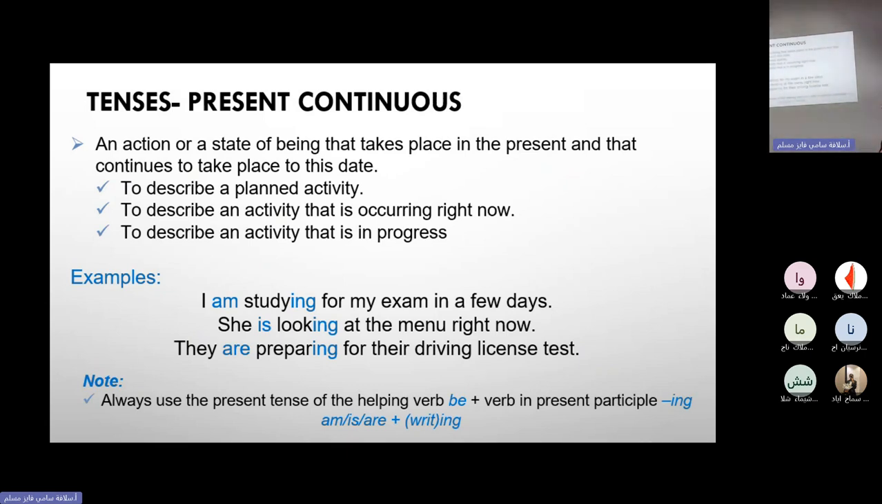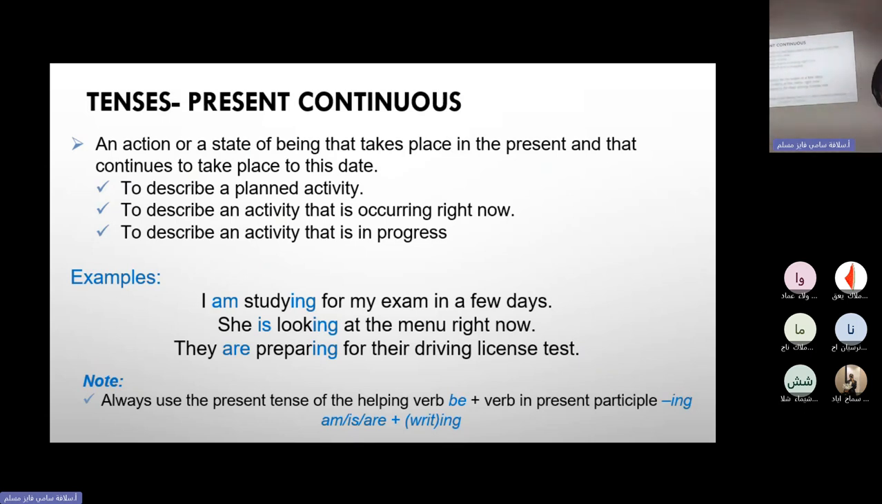Okay? So we use it to describe a planned activity. We use it to describe an activity that is occurring right now, and we use it to describe an activity that is in progress.